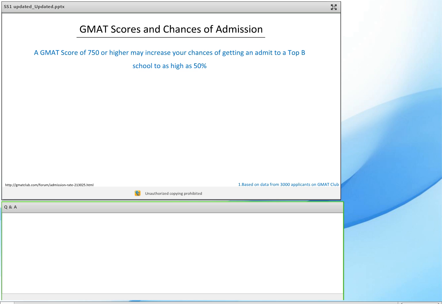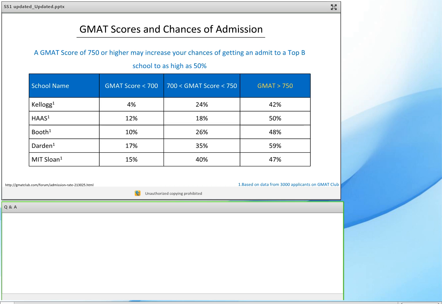Here's another data point that was compiled by moderators on GMAT Club, as to how the chances of admission to B schools improve as you get to a 750 or higher score. This data was compiled based on information provided by 3,000 students. And you can see at Kellogg, the statistical chances of admission go from 4% or so when you're 690 or lower to 42% when you're 760 or higher. At Darden, you can really see the preference for GMAT scores.